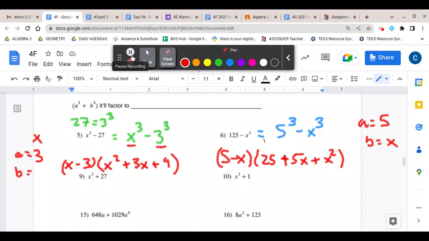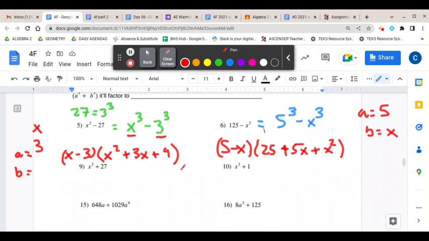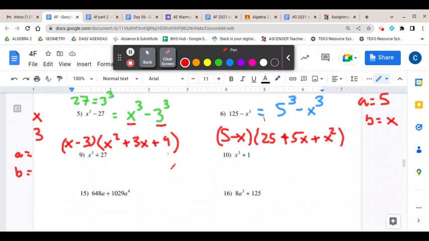Just give me one moment. Sorry about that. So we're back here. Let's look at 15, 16. We'll look at maybe one or two more of these, and then we'll go to F part 2.